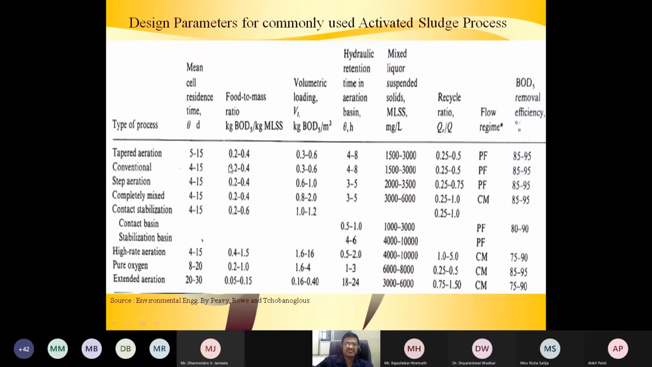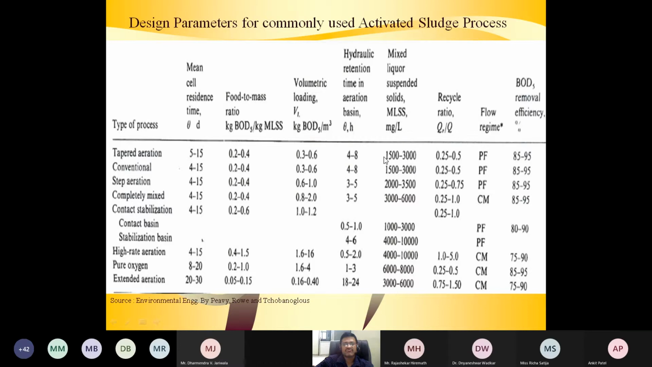That is around 0.2 to 0.4, which we always have to maintain. And MLSS we have to maintain at around 1500 to 3000 milligram per liter, meaning around 2000 milligram per liter. We have to maintain the MLSS, the mixed liquor suspended solids.